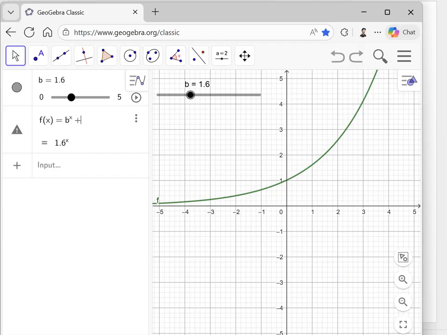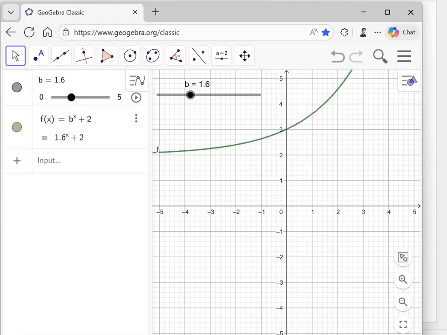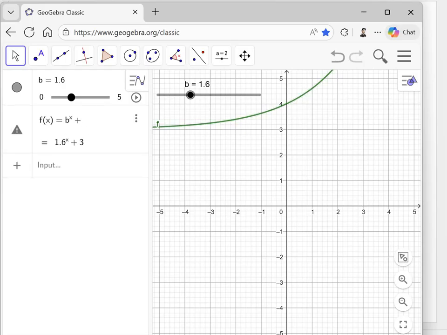If I add a 2 to this one, then this will shift 2 units upward. Same, plus 2, so that's why it is plus 2. If I am going to add a plus 2, it will move 2 units upward. See, yeah, if it is 2 units. And if instead of 2 units I add 3 units, then you can see that it will move 1 more unit up.